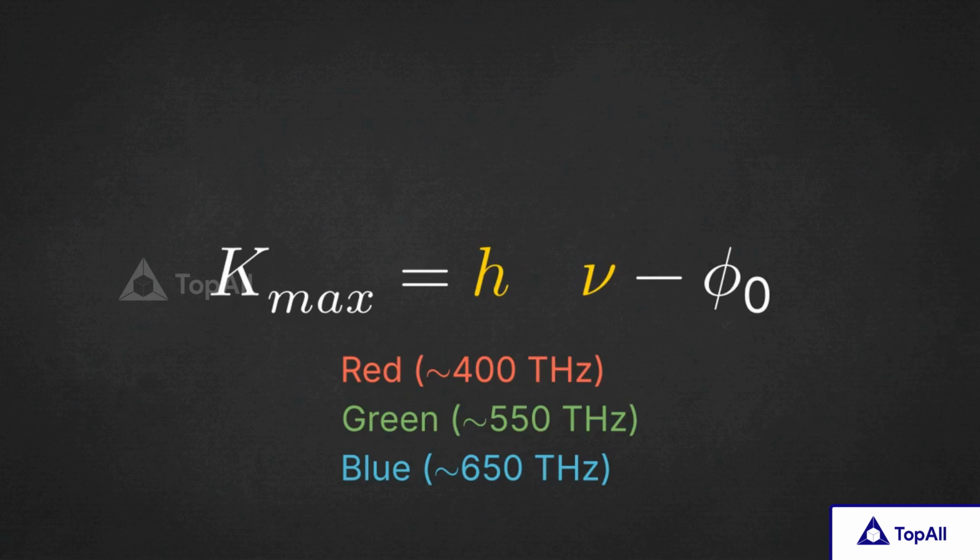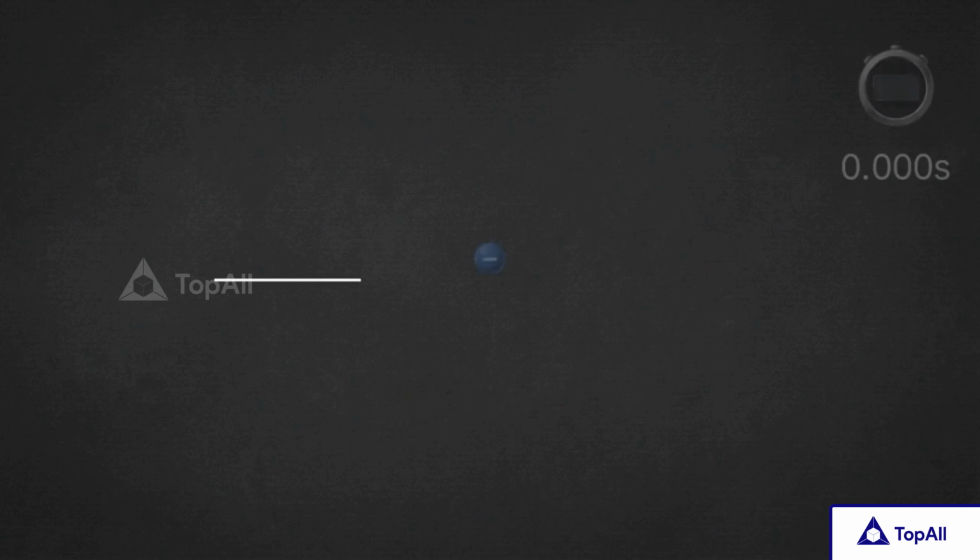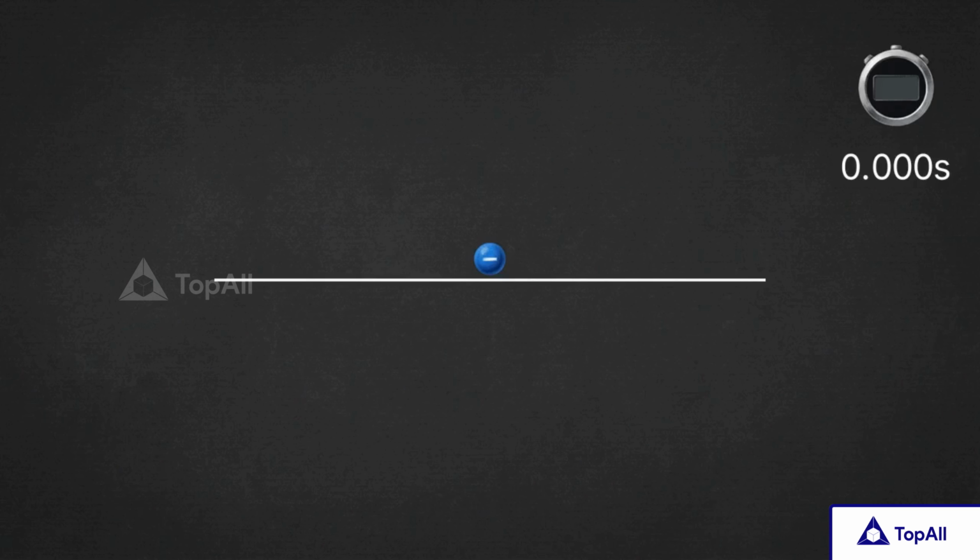Einstein described this as a one-to-one interaction. A single photon strikes a single electron, transferring its energy in a sudden impact. This solved the time delay problem. Because the energy transfer is a single collision between particles, it happens immediately rather than building up over time.